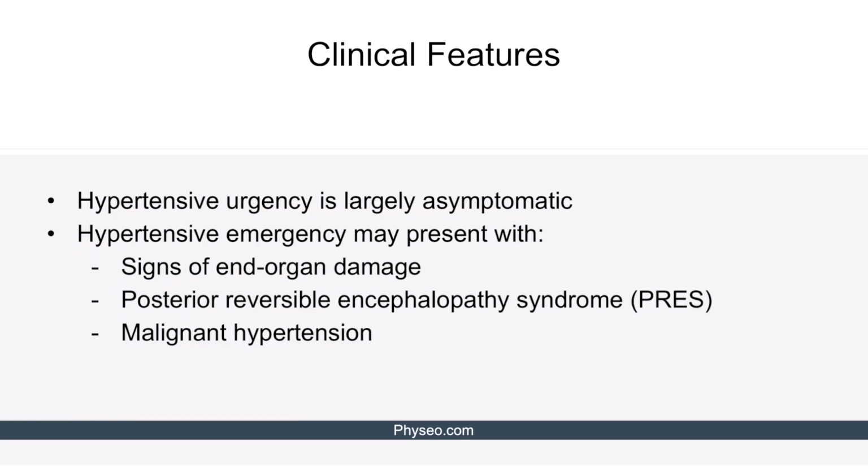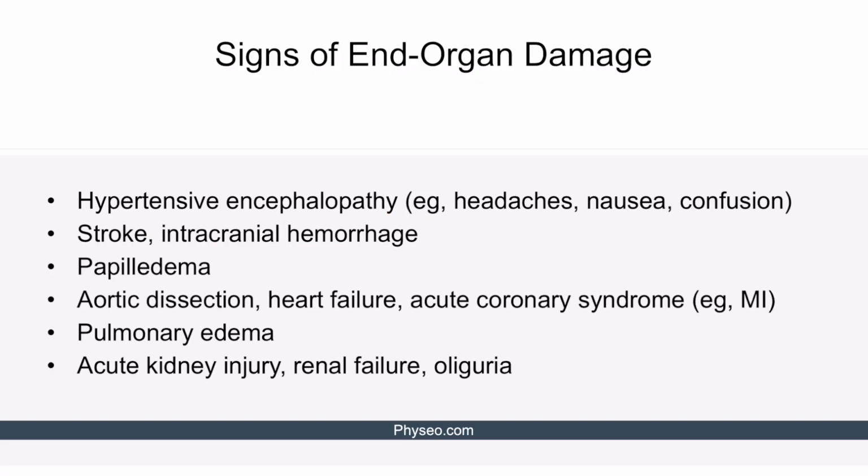When it comes to the clinical features of hypertensive crisis, hypertensive urgency is largely asymptomatic. Hypertensive emergency, on the other hand, may present with signs of end organ damage, posterior reversible encephalopathy syndrome, also known as PRES, and malignant hypertension. Let's go through each of these manifestations one by one. The most common signs of end organ damage associated with hypertensive emergency are listed on this slide.